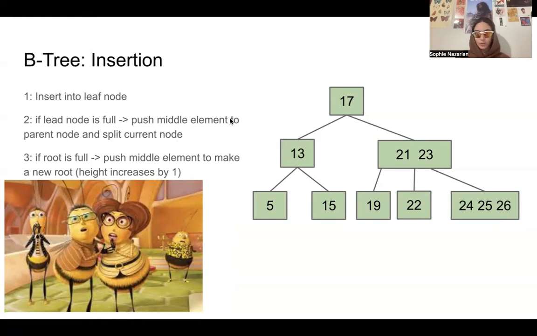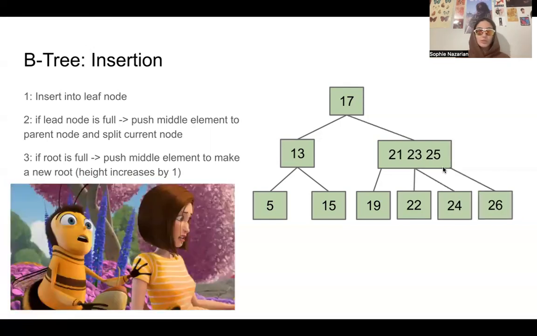If the leaf node is full, you want to push the middle element up to the parent node, and we're going to split the current node. So hopefully by doing this, it's going to fix our problems and make this tree valid. But would you look at that? We popped 23 up. We split the 24, 26. I think we popped the 25 up. We split the 24, 26.